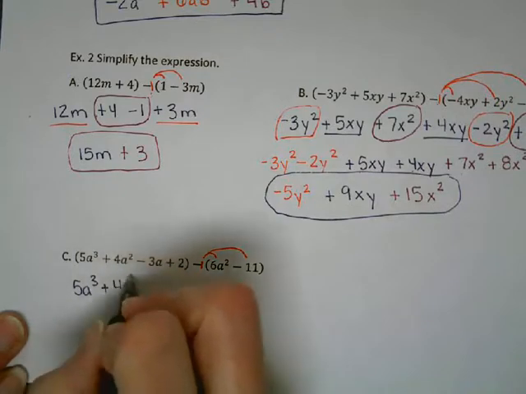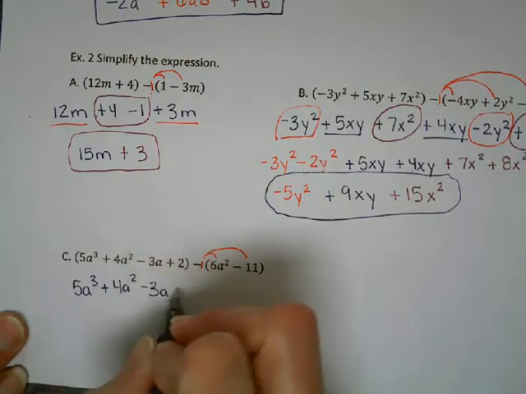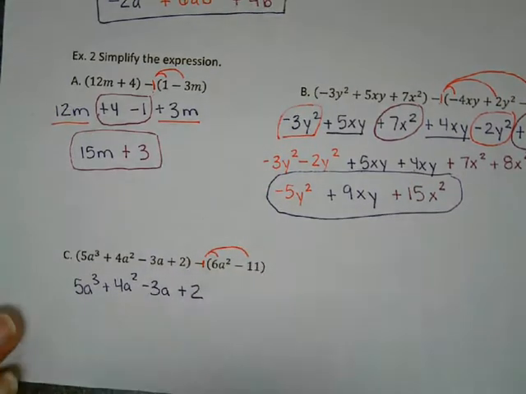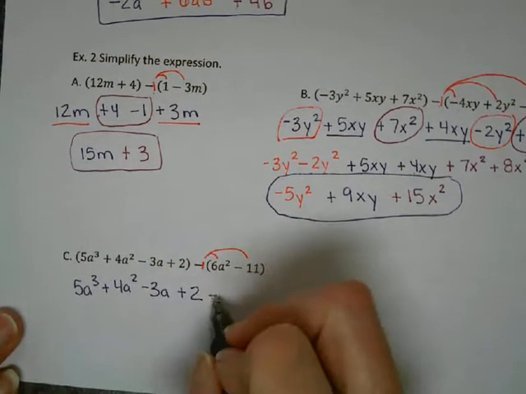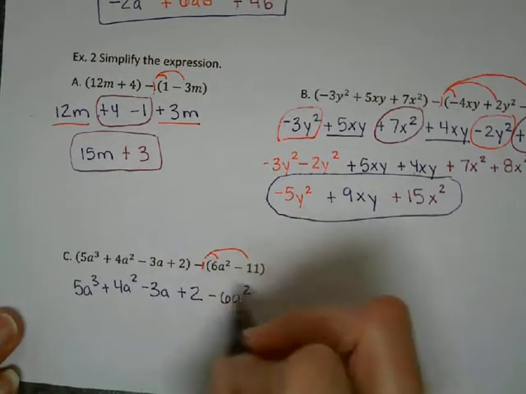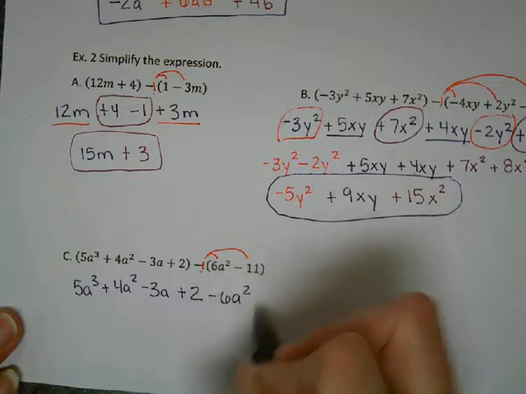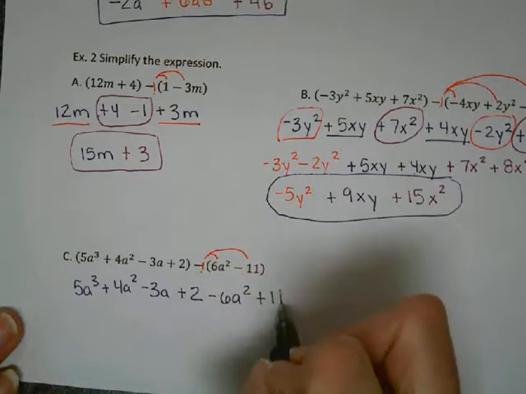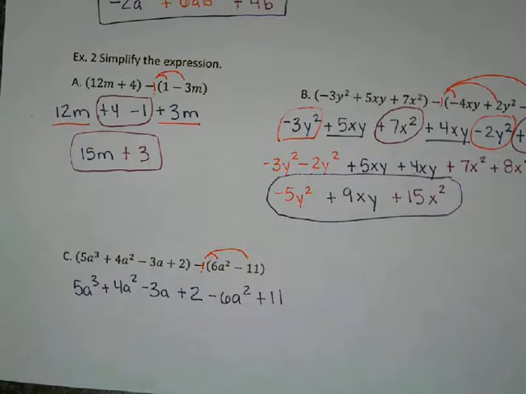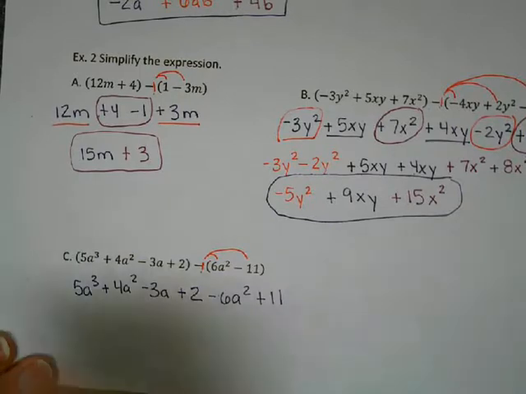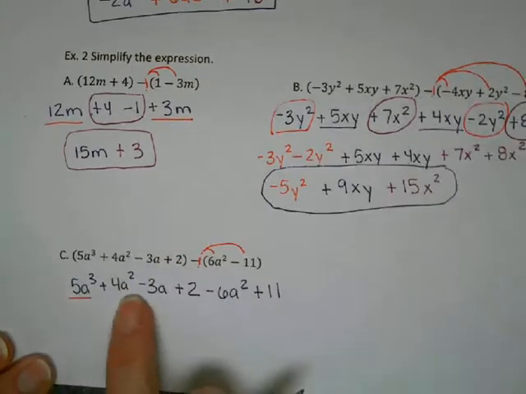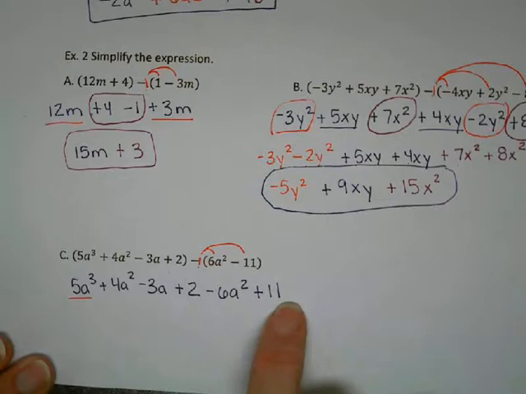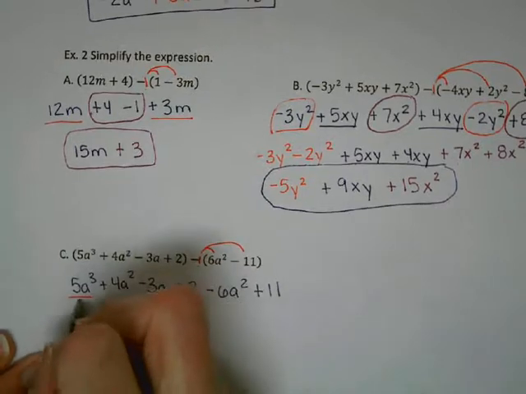It's a long one, but now negative 1 times 6 is negative 6. Negative 1 times negative 11, two negatives make a positive. Now we'll group them together. I started off with 5a to the third, but if I look, I don't have any other a's to the third, so I'm just going to literally bring that one down by itself. There's no other ones like that.